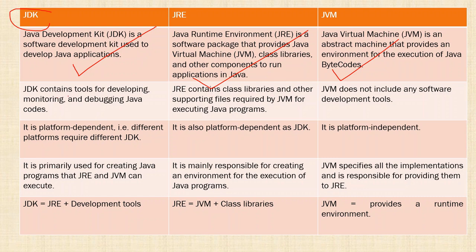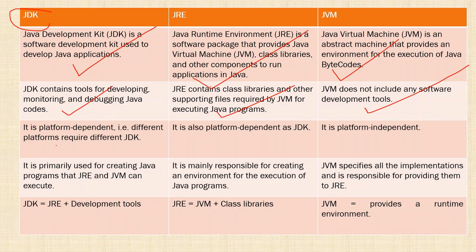The JDK contains tools for developing, monitoring, and debugging Java code. Inside the JDK, all the libraries and tools related to development, monitoring, and debugging will be available. The JRE contains class libraries and other supporting files required by the JVM for executing Java programs. The JVM does not include any software development tools. It is only responsible for running your Java bytecode.